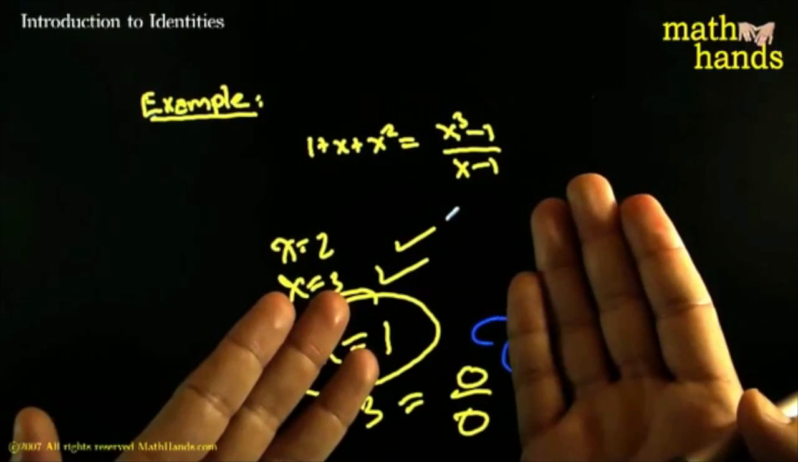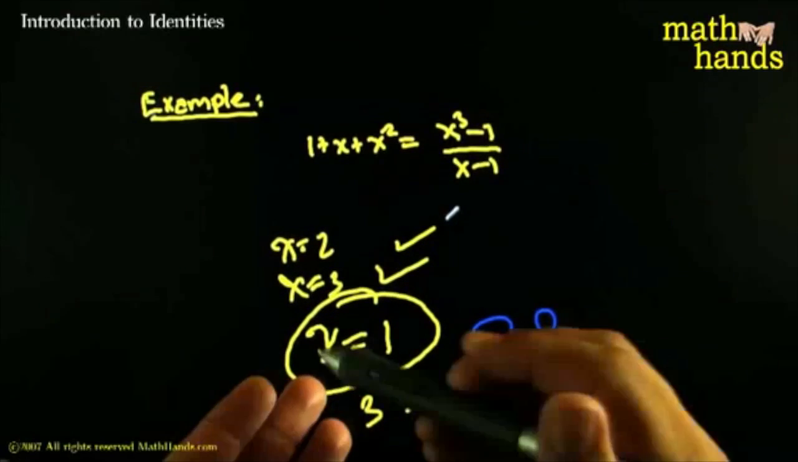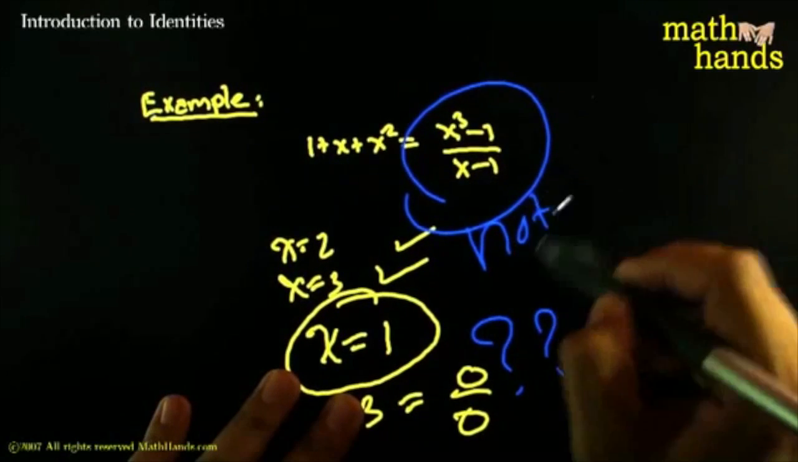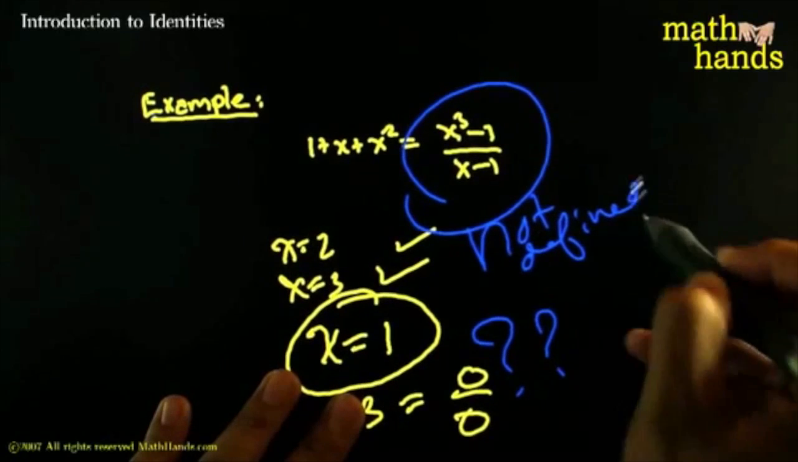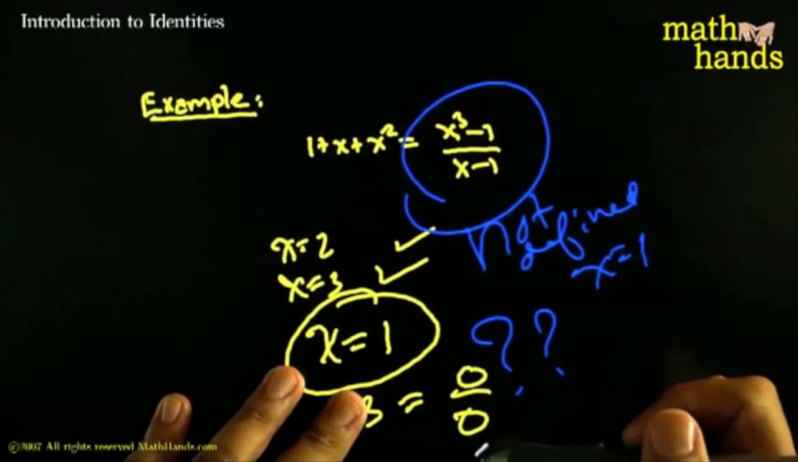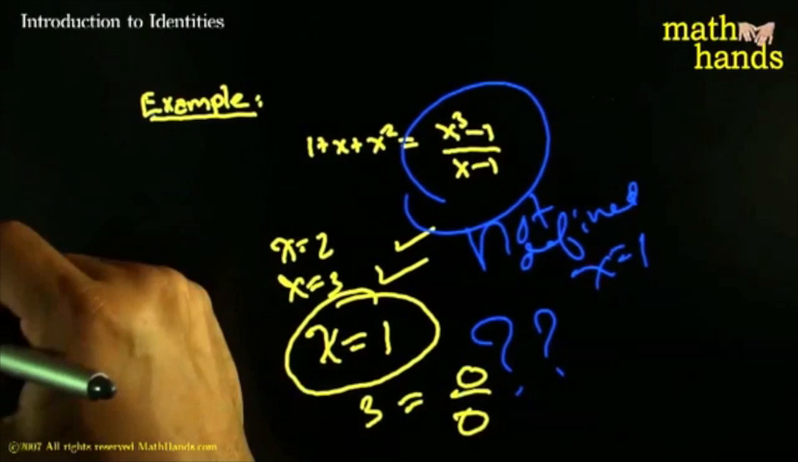The right side is not even defined. It's not even defined to be a real number when x is equal to 1. This is not defined. Not defined for x equals 1. It's not a real number. 0 over 0 is an indeterminate form. So that's exactly what I meant when I say for all possible values.